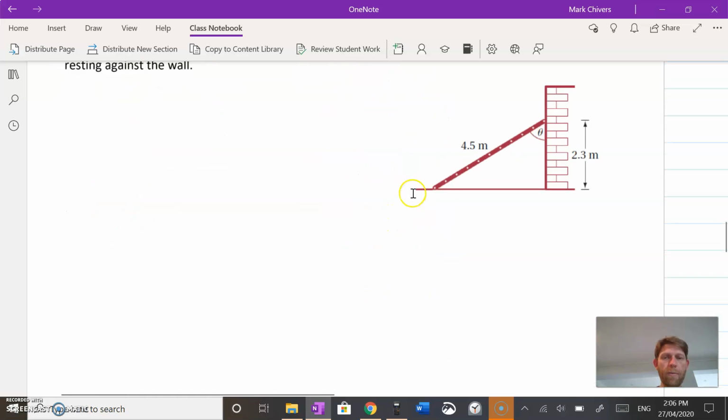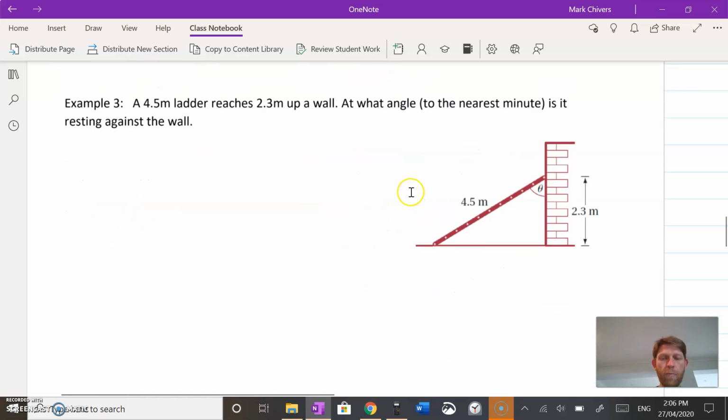Alrighty, moving right along. So we've got more of a couple of problem-solving style questions now. We've got a 4.5 metre ladder that reaches 2.3 metres up a wall. What is the angle, to the nearest minute, at which it's resting against the wall? So once again, we label our sides. We assume that the wall is going to be built at right angles. So this is going to be our hypotenuse. This is going to be our adjacent side.